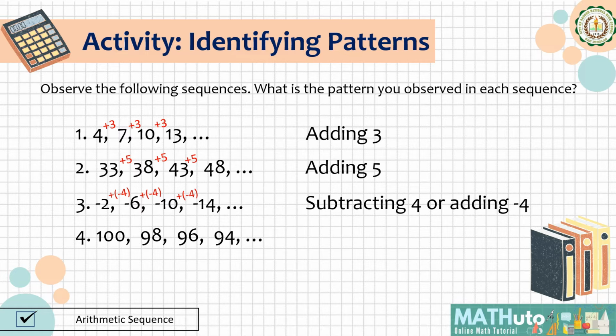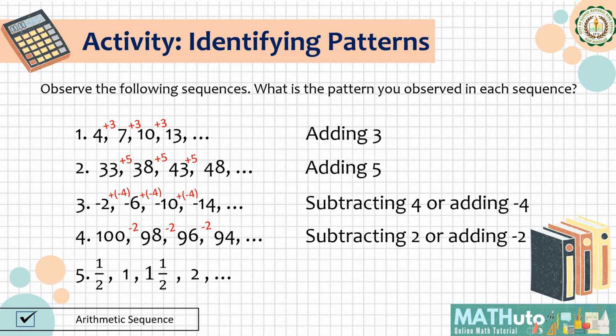Number 4: 100, 98, 96, 94. This is the same as number 3. The terms in the sequence are obtained by subtracting a constant number, which is 2. Or we can simply add negative 2. 100 minus 2 is 98. 98 minus 2 is 96. 96 minus 2 is 94. Therefore, we can say that the pattern is subtracting 2 or adding negative 2.